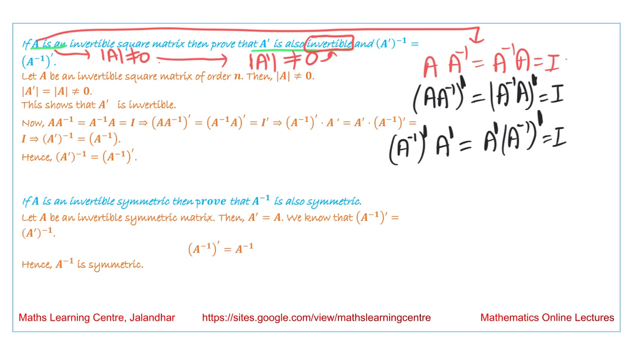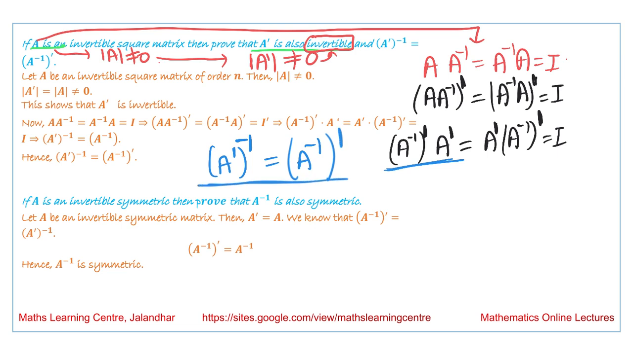Now what does this mean? Look at this term over here. It means that A transpose inverse is equal to A inverse and whole transpose, and this is what we have to prove.